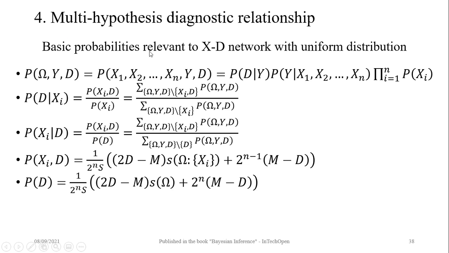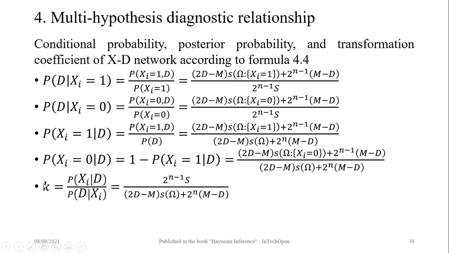Following is the basic group of probabilities relevant to the AD network with uniform distribution. You can see this is an extension; there are many extensions. The conditional probability, posterior probability, and transformation coefficient of the AD network according to equation 4.4. Here, the transformation coefficient is K.